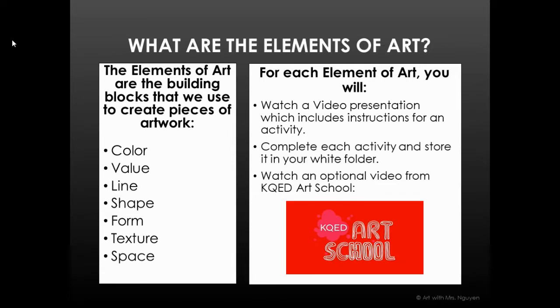What are the elements of art? There are 7 that we're going to be talking about. There are also the principles of design. We usually talk about those as we get closer to 6th grade. All right, so the elements include color, value, line, shape, form, texture, and space.